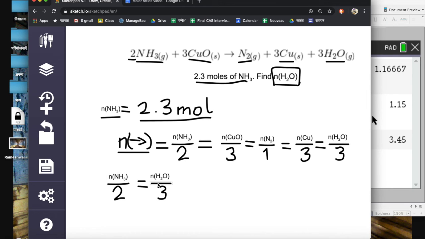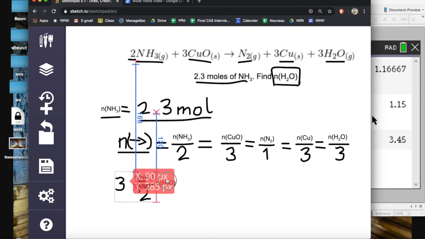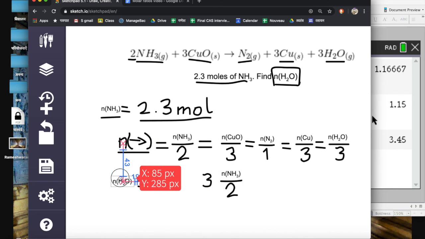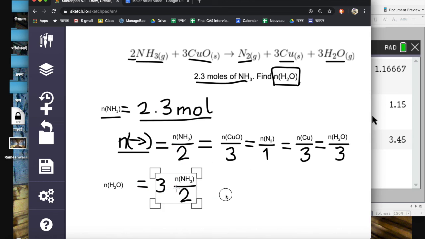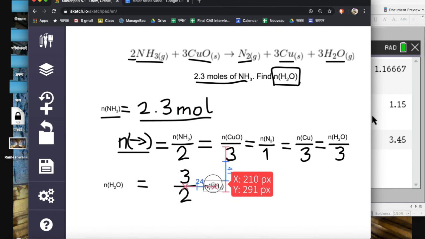And now it's a very simple matter of multiplying both sides by the denominator of the reactant that you want to find, in this case H2O. So you multiply both sides by 3, this goes up here, so you get 3 times the number of moles of NH3 divided by 2, or you can write this as 3/2 times the number of moles of NH3.